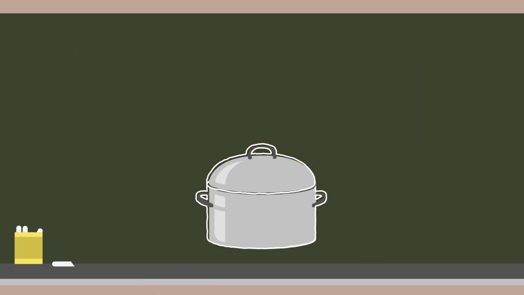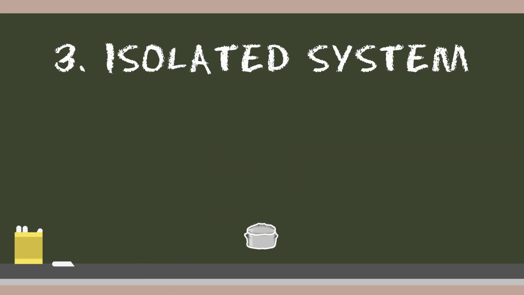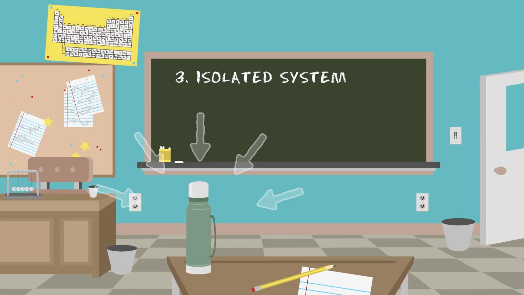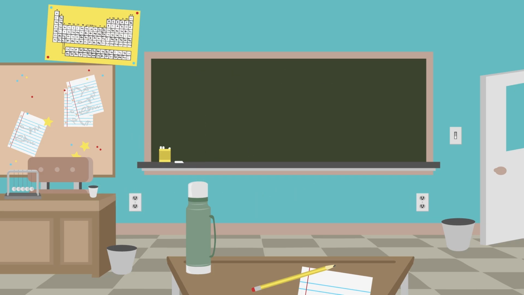The third system is an isolated system. In the isolated system of a thermal container, neither energy nor matter can enter or exit. These 3 systems are incorporated into the 3 laws of thermodynamics.